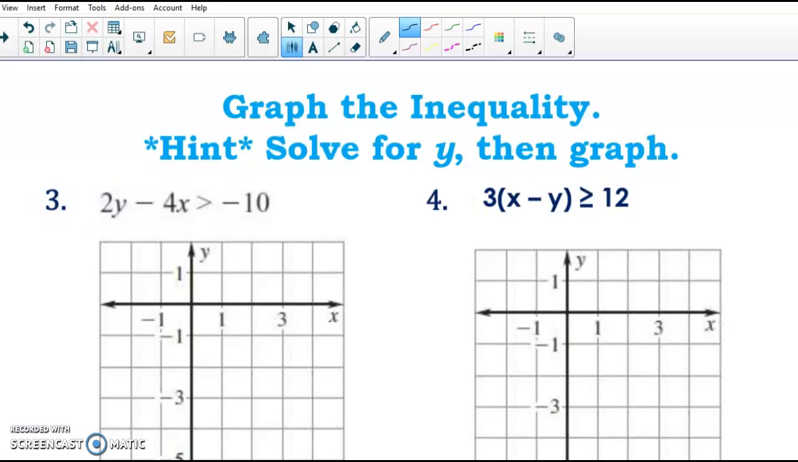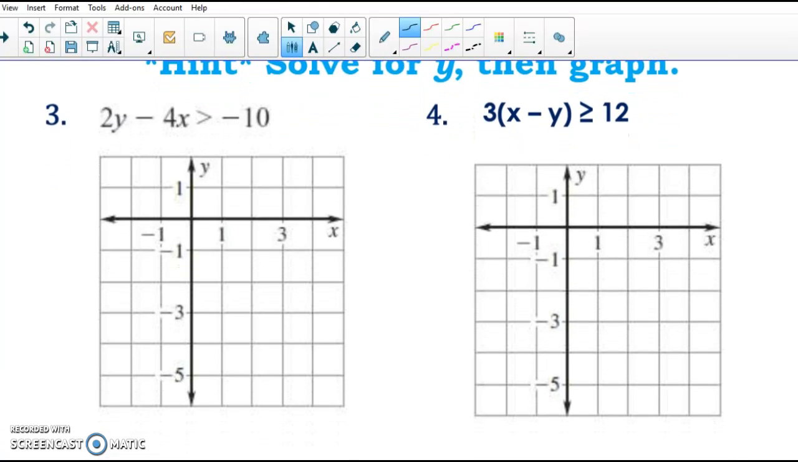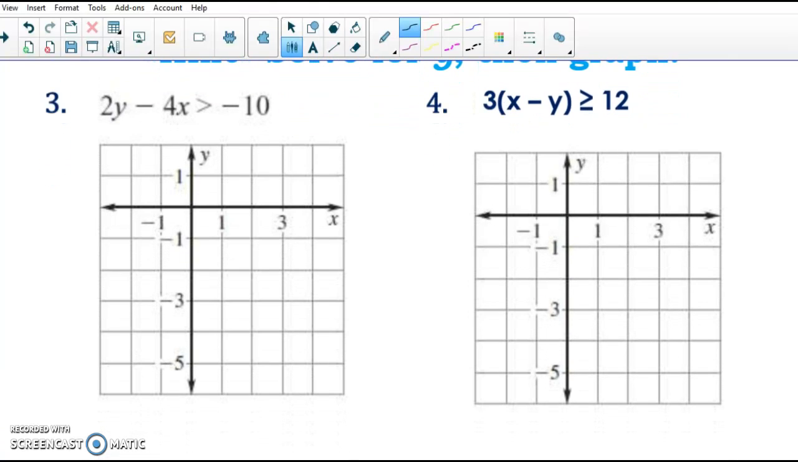On your homework, you'll have a question like this. You'll be given an inequality in 2 variables, and you're going to be asked to graph that inequality. So using our hint, we are going to solve this inequality for y and then graph, because essentially we are getting into y equals mx plus b form. We want our inequality to mirror that slope-intercept form. So that's why I'm going to solve for y.